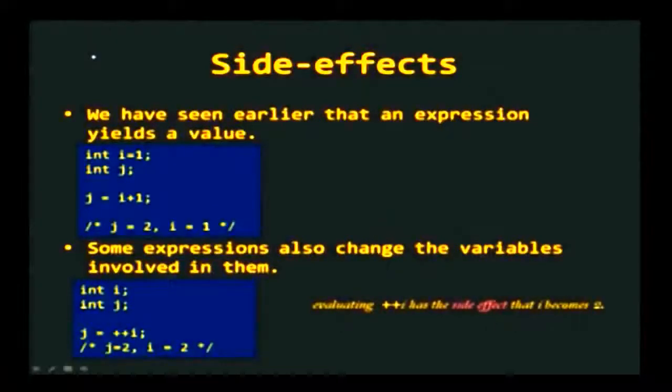So, contrast the first example and the second example. In the first example, when you said i plus 1, the value of i was unchanged, and in the second, when you said ++i, the value of i is changed. So, this is known as a side effect, because in addition to returning the value, it also changes the variable involved in ++i.